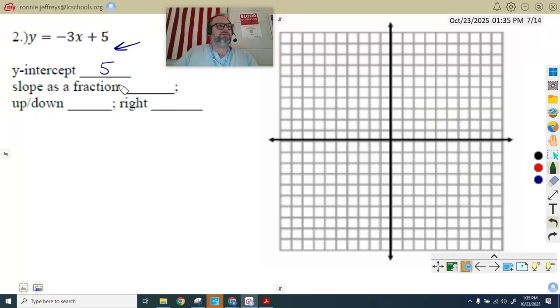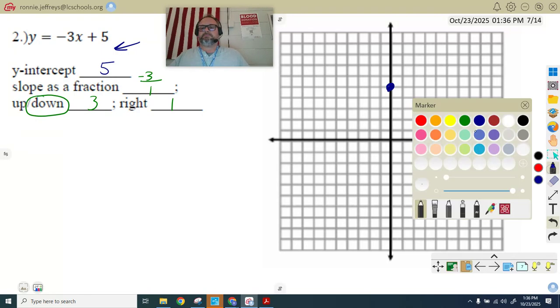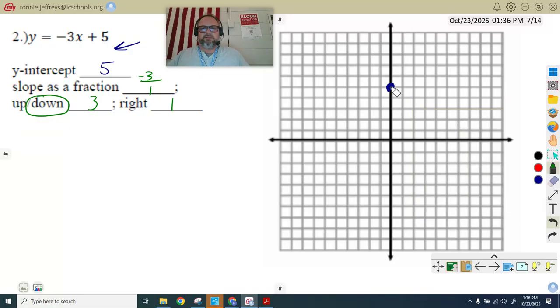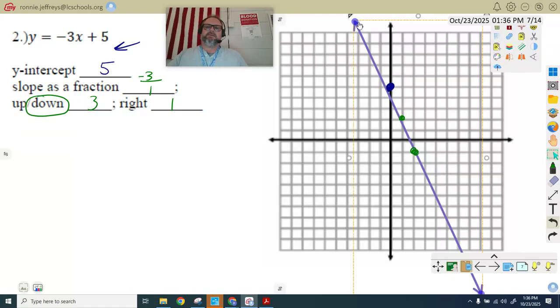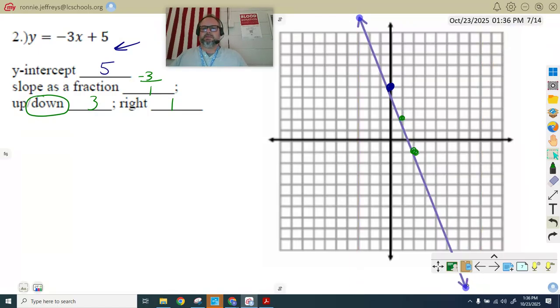All right, slope as a fraction: -3 over 1. This means we're going to go down 3 to the right 1. The y-intercept is 5, so start at 0, 0, go 1, 2, 3, 4, 5. Then down 3, 1, 2, 3, to the right 1. So close.